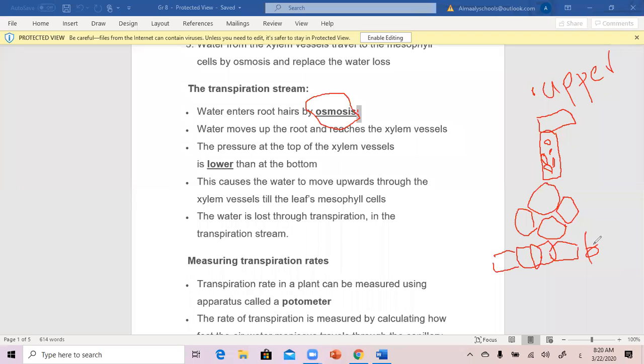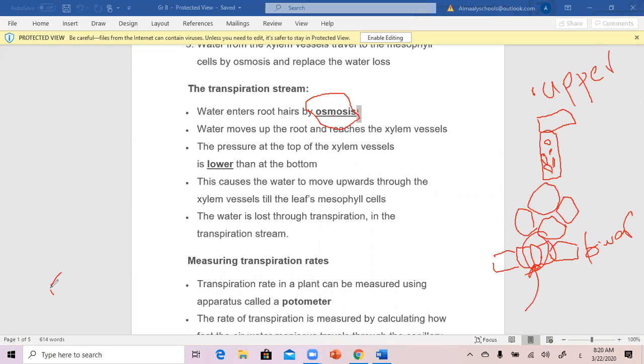Okay, lower epidermis. Here, there is a stoma. In the stoma, there is water evaporation. So osmosis means that water enters the root by osmosis. Water moves up from the root to reach the xylem vessel.